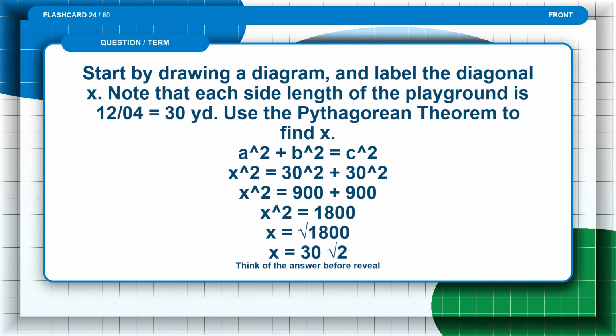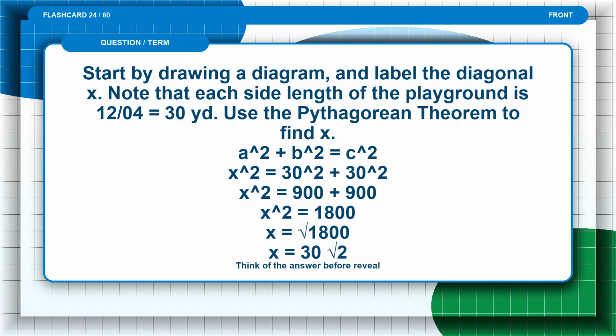Flashcard 24. Start by drawing the diagram and label the diagonal x. Note that each side length of the playground is 120/4 equals 30 yd. Use the Pythagorean theorem to find x. a squared plus b squared equals c squared. x squared equals 30 squared plus 30 squared. x squared equals 900 plus 900. x squared equals 1800. x equals the square root of 1800. x equals 30 square root of 2.